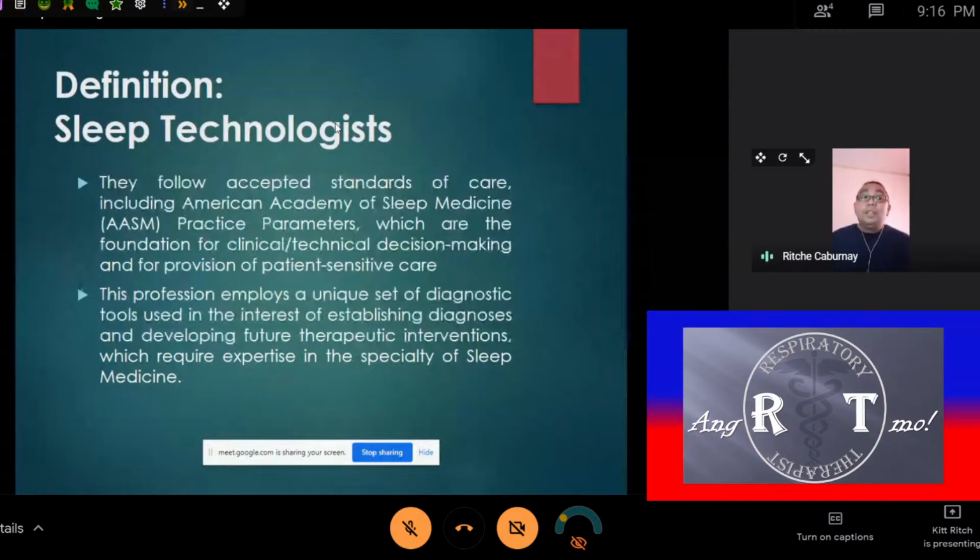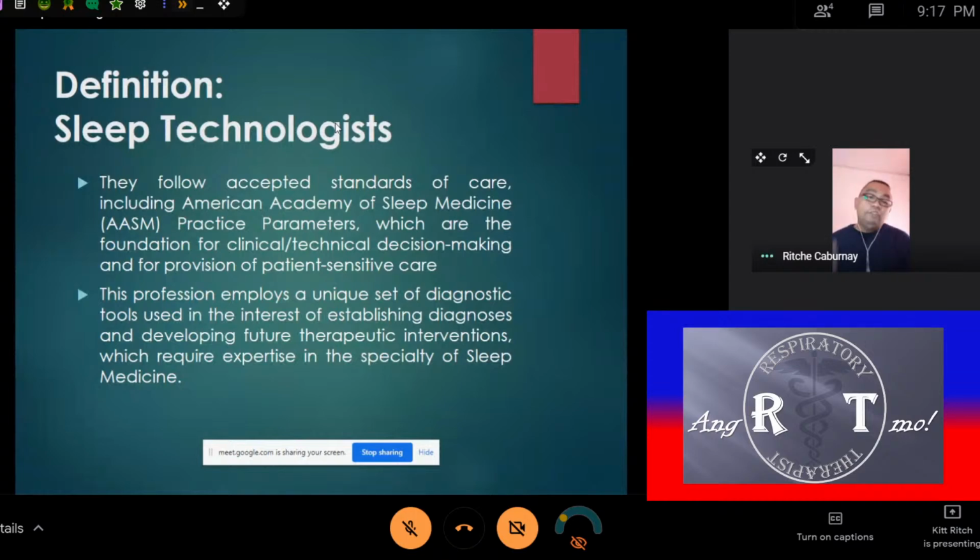At the same time, the profession employs a unique set of diagnostic tools in the interest of establishing diagnosis and developing the future of therapeutic intervention, which require expertise in the specialty of sleep medicine. You know the reason why there are respiratory therapists that are practicing sleep technology.